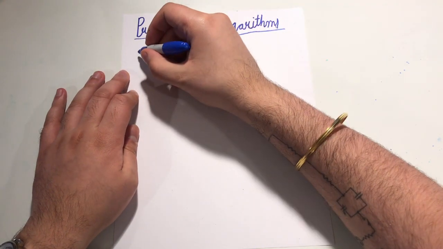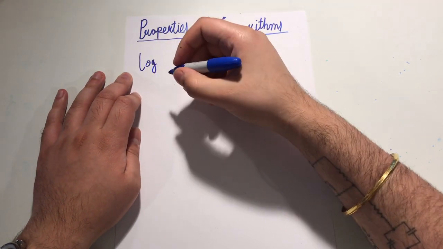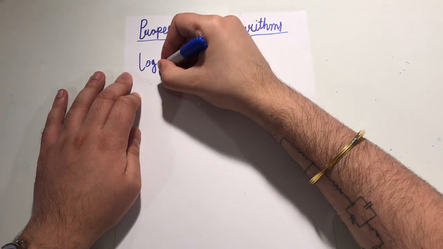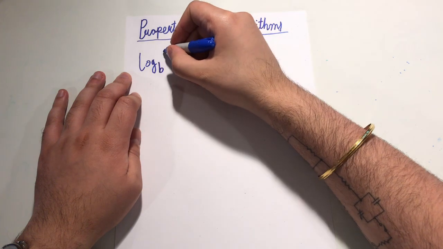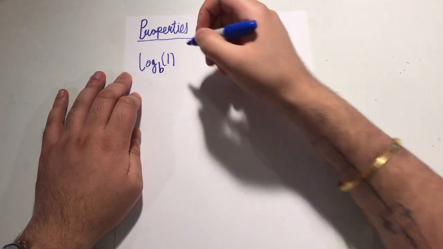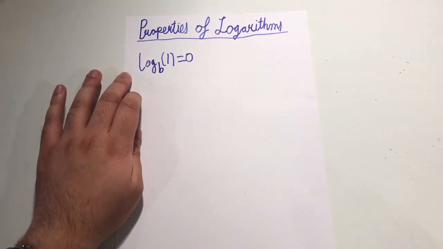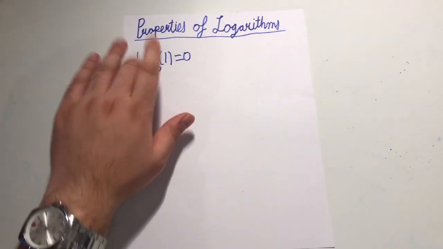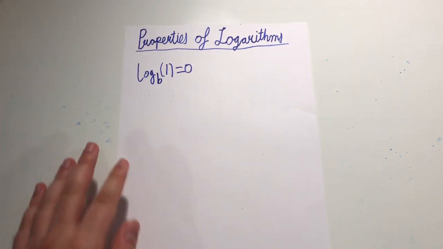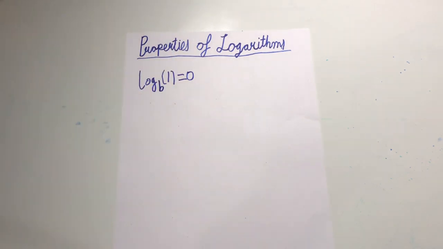And that is logarithm with base b, where b is just any number that you're able to put in the base of a logarithm, of 1 should always equal 0, right? So anytime you have a logarithm with any base, like no matter what the base is, if 1 is on the inside of the logarithm, it should always equal 0.